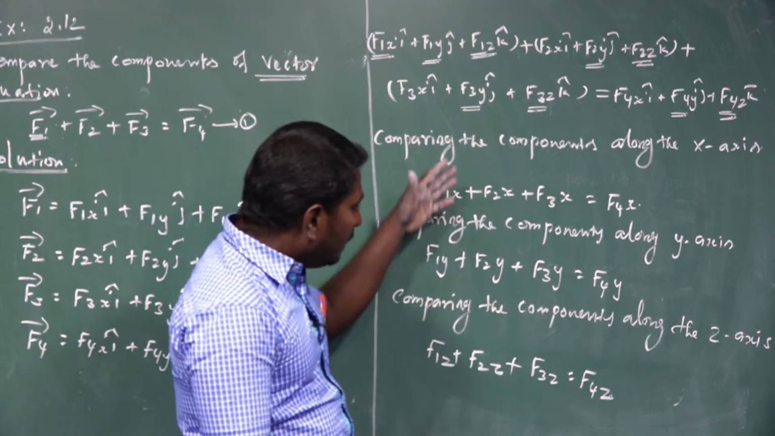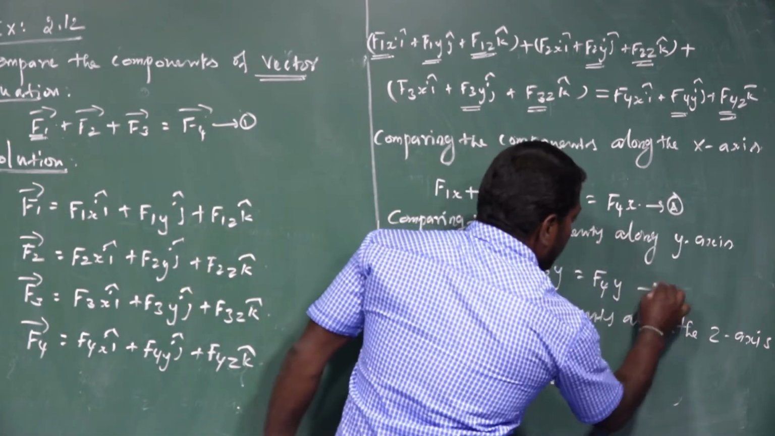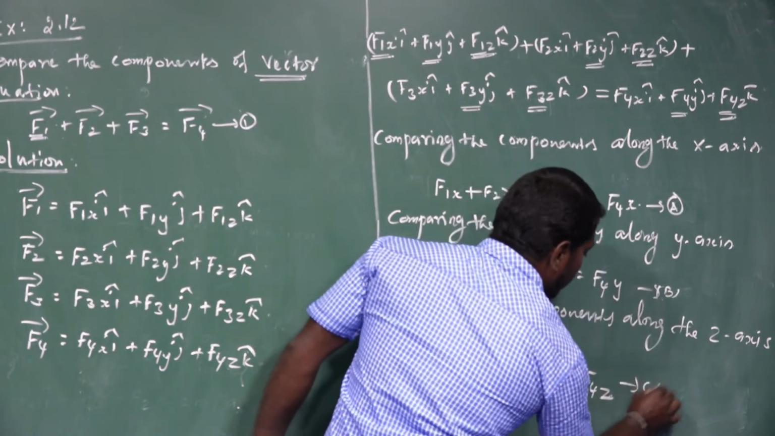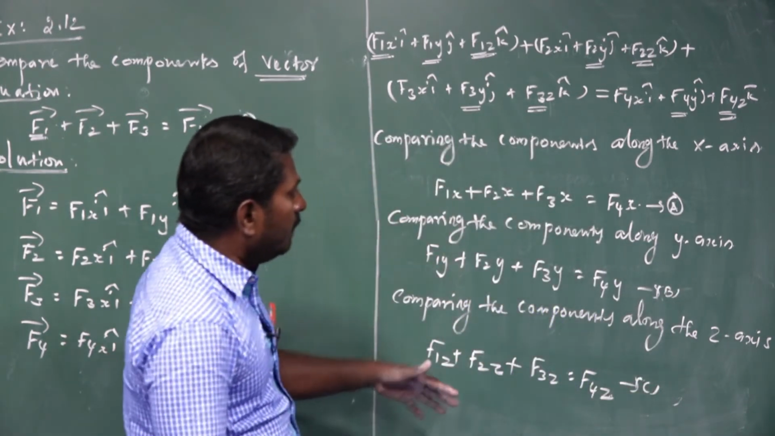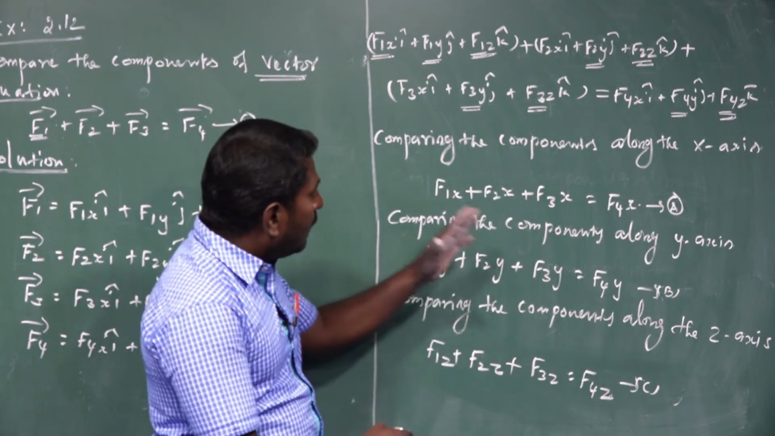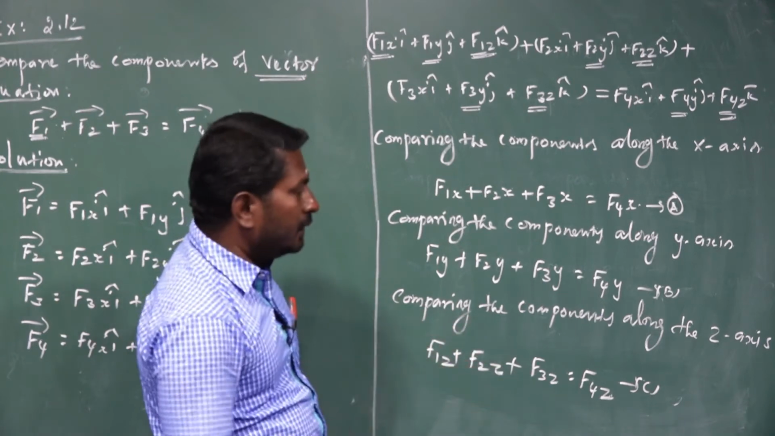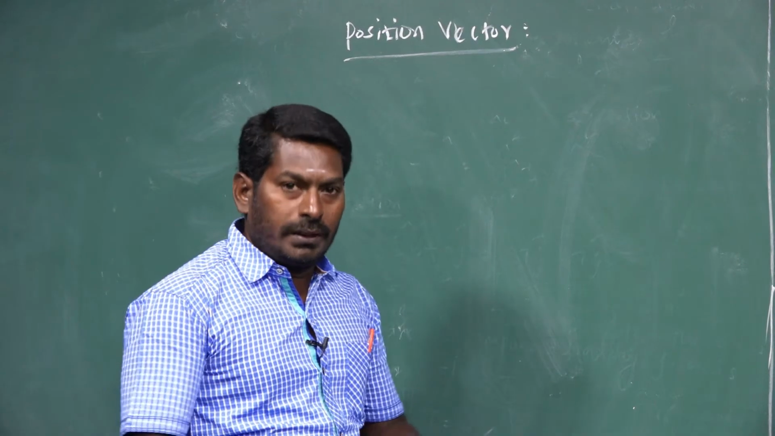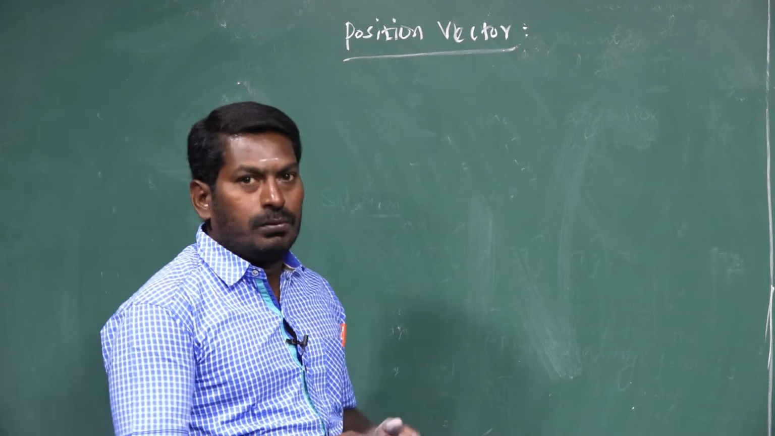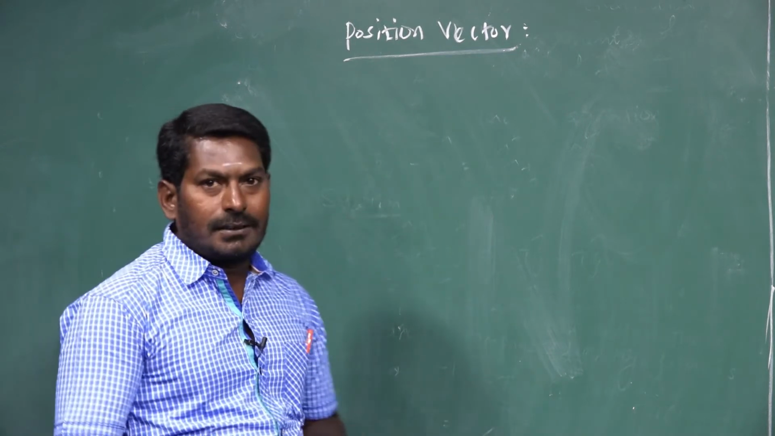So these are the three equations: equation A, equation B, equation C. These three equations belong to comparing the components of vectors on the left hand side and the right hand side. So dear students, next we move to another small topic in your textbook, position vector.